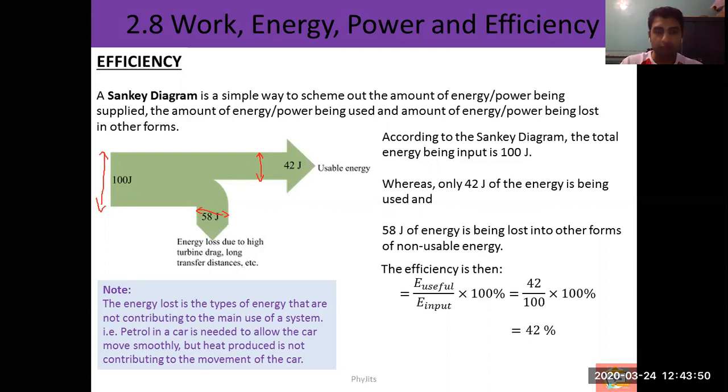Whereas in a car, if you pour petrol, you hope that the petrol is 100% being used to move your car as fast as possible. But that is not possible, because as your engine starts to move, the mechanical parts in the engine start to move, it will produce heat. So heat is basically reducing the efficiency of your car. It's not contributing to higher speed. It is basically contributing to lesser speed. So it is assumed as energy lost, but lost as other forms of energy.